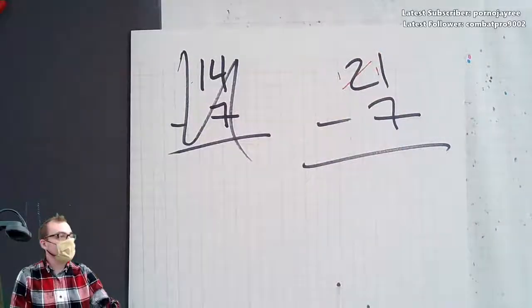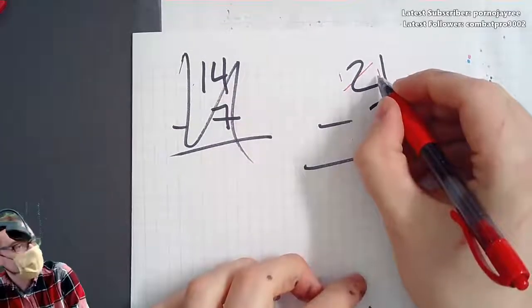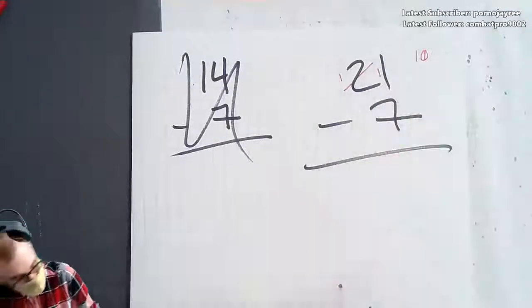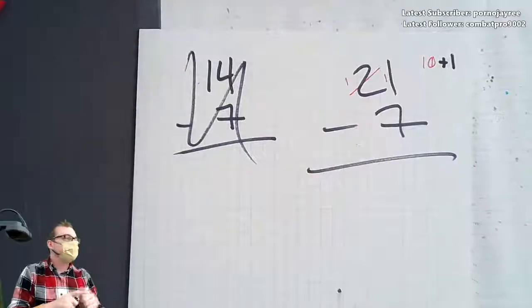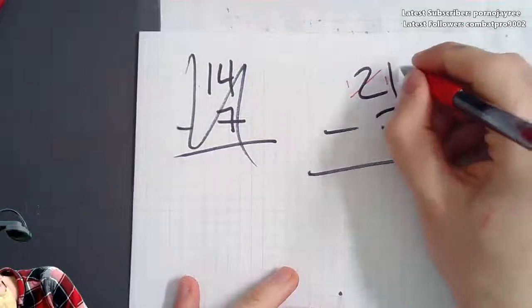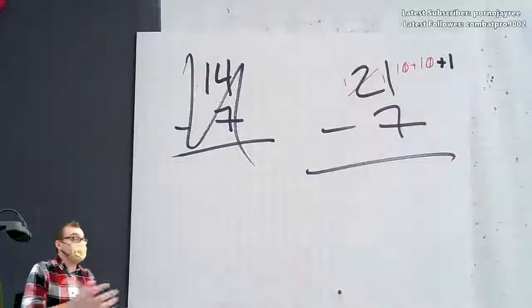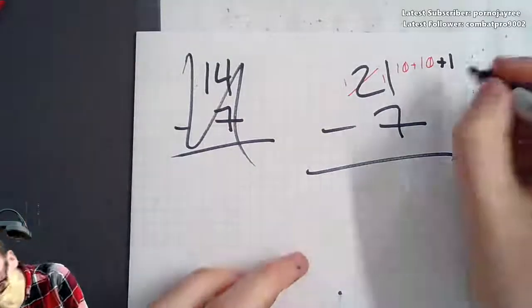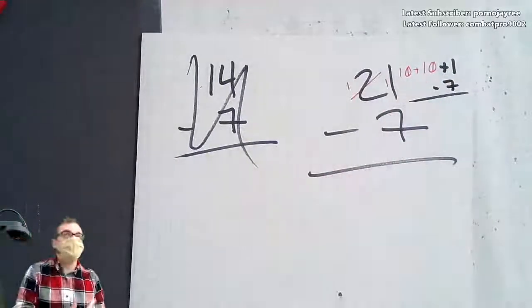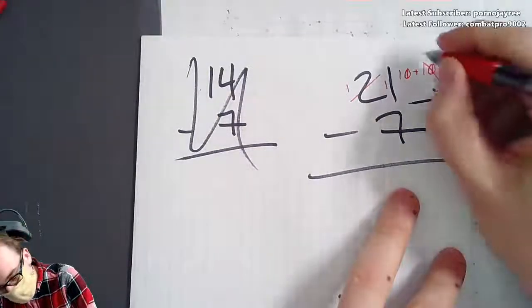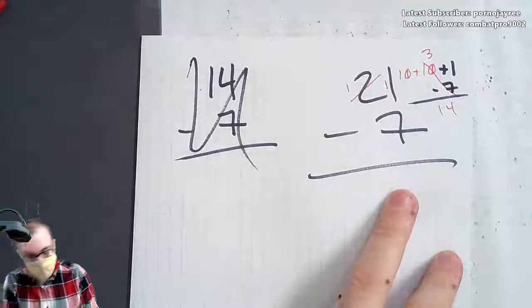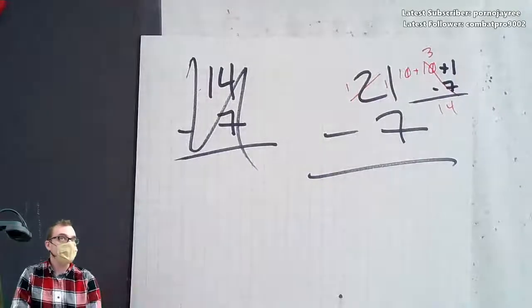11 minus 7. So what you're telling me is that that little 1 stands for 10, right? Yep. And then we've got the regular 1 that stands for 1. What does this one stand for? 10. So we're rethinking of the problem as 10 plus 10 plus 1. That's what's really happening here. And then when we subtract 7, well, which one do you want to subtract 7 from? The 1 or one of the 10s? Okay, so 3, and we get 14. So in other words, 11 minus 7 is 4.